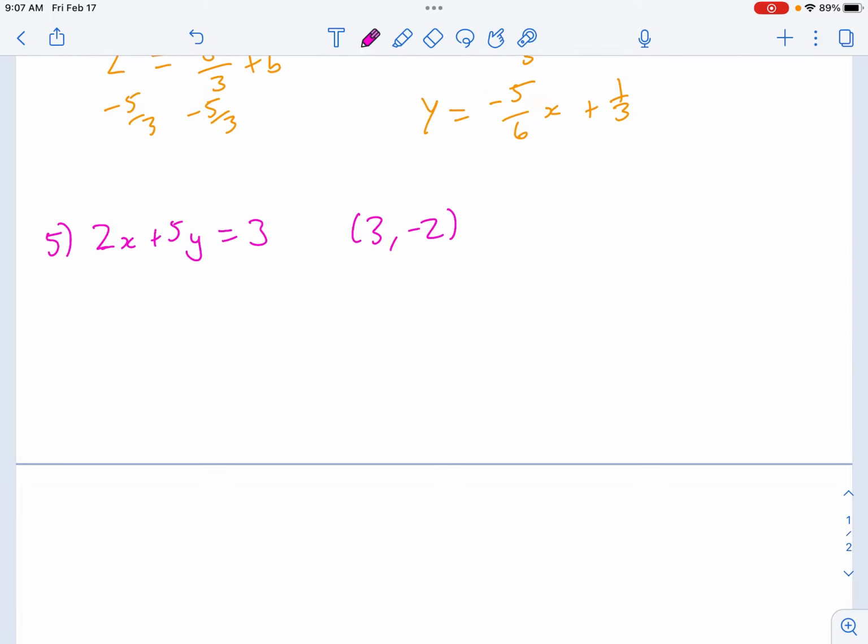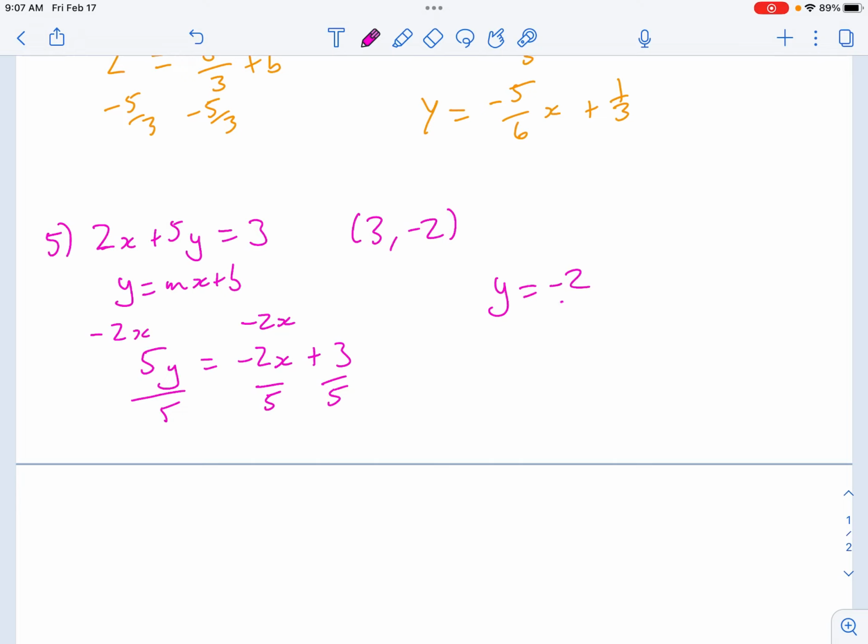So first thing we need to do is make this look like y equals mx plus b, meaning we need all the y's on the left side and all the x's on the right side. So we just need to move that 2x over by making it -2x, so we have 5y is equal to -2x plus 3, divide everything by 5, and we get y is equal to -2/5 x plus 3/5. So if our slope is -2/5, then our perpendicular slope is going to be 5 over 2, because we just flip it and change the sign.